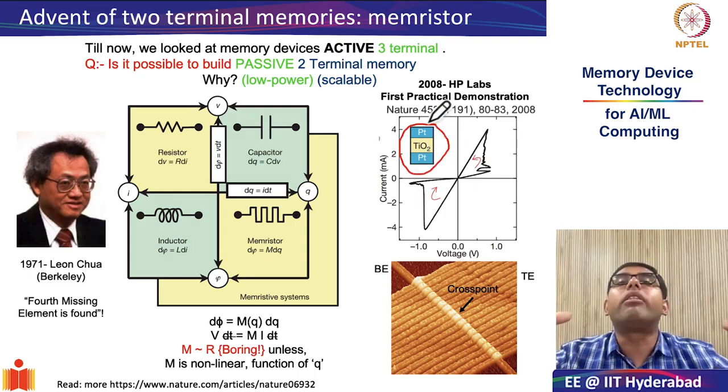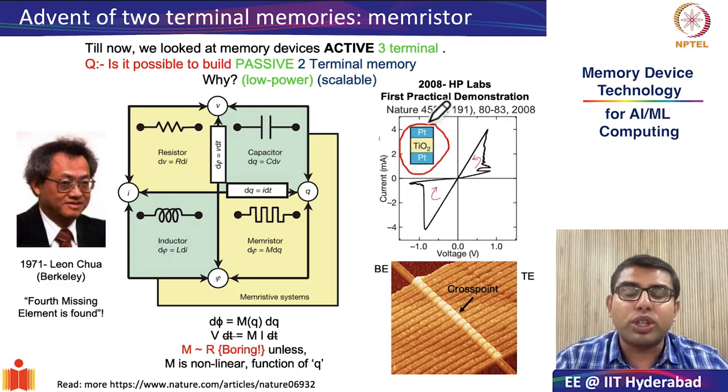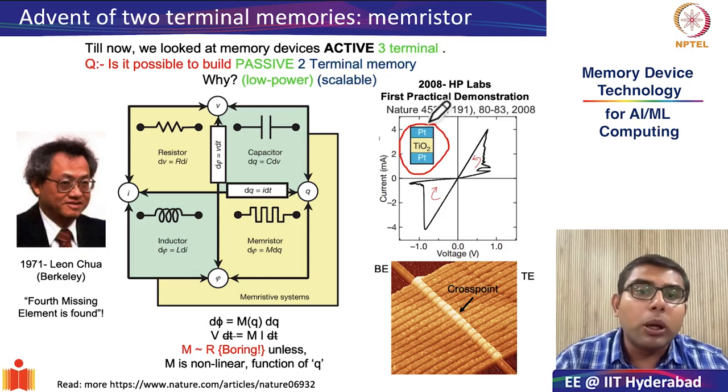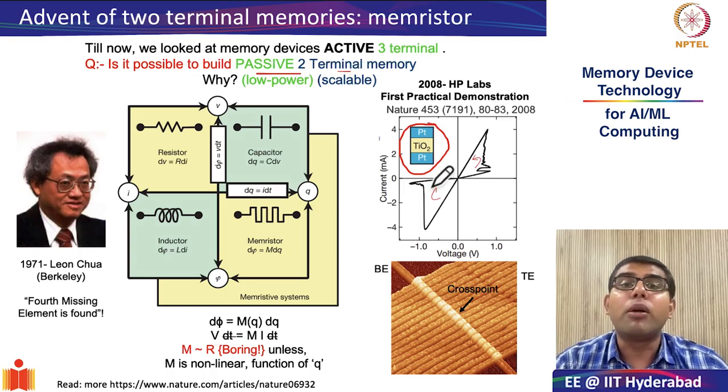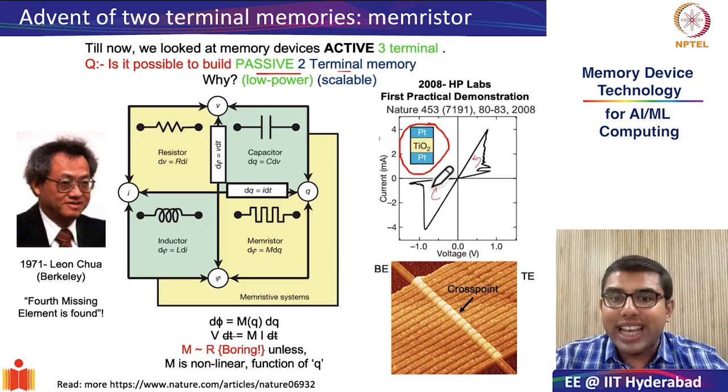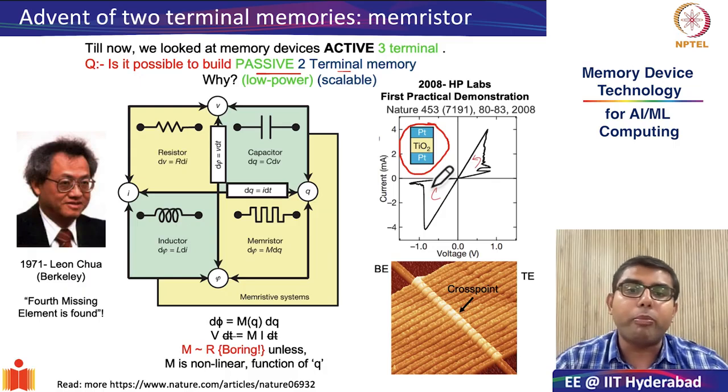And this was the great breakthrough. For the first time in human history, people physically, or experimentally, had shown that a two-terminal passive element can behave like a memory device. And we will see in the next few slides why it behaves like a memory device.